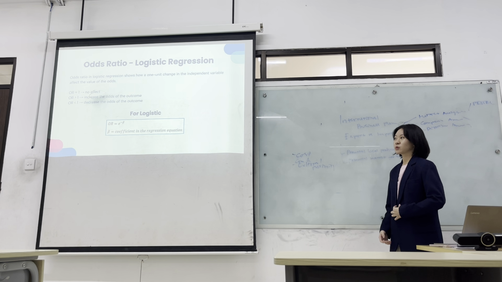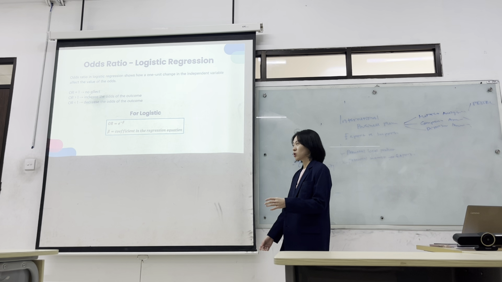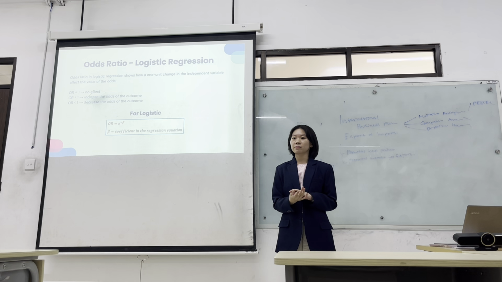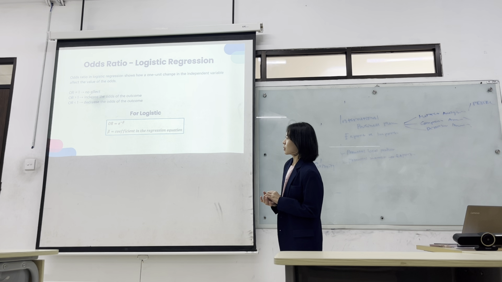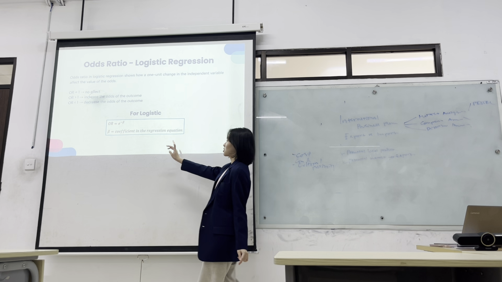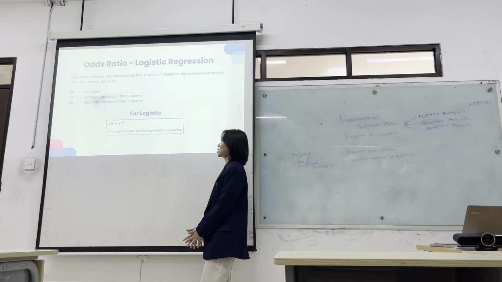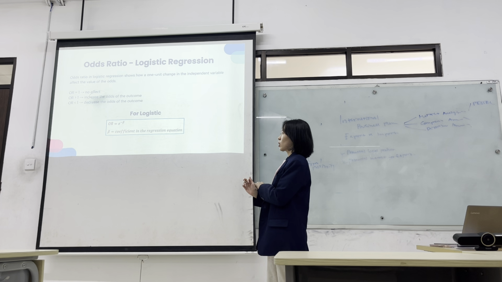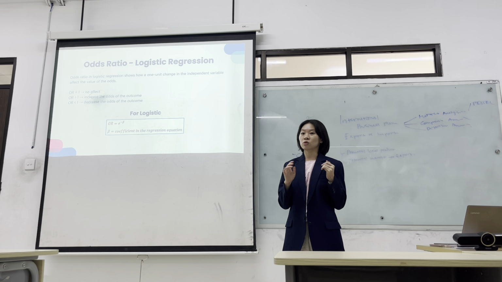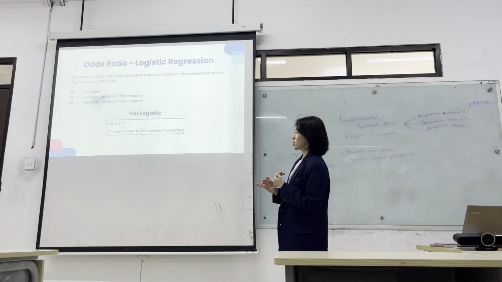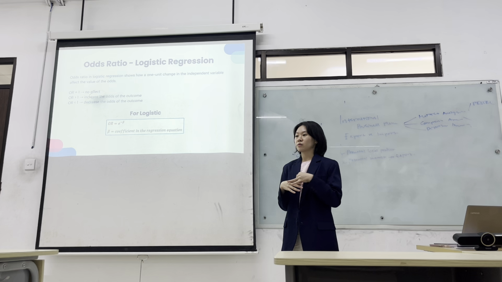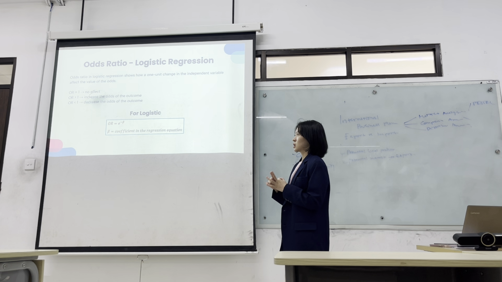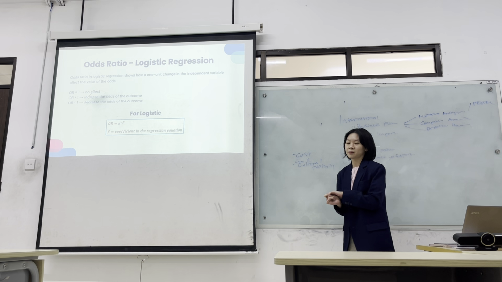And in logistic regression, we have a special formula, which is OR equal to e to the power of beta, where beta is the coefficient in the regression equation. If OR equals 1, then it means it has no effect. If OR is bigger than 1, then it increases the odds of the outcome. And if OR is less than 1, it decreases the odds of the outcome.